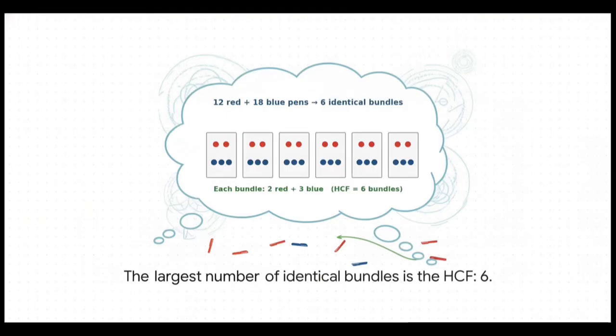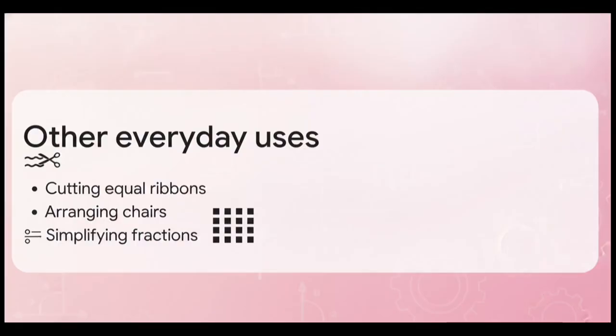This is where the aha moment happens. The largest number of identical bundles you can make is simply the HCF of 12 and 18, which we know is 6. Tangibly, that means we create exactly 6 identical bundles. If you take those 12 red pens and divide by 6 bundles, each gets 2 red pens. Take the 18 blue pens, divide by 6, each gets 3 blue pens. You end up with 6 perfectly identical bundles and 0 pens left over. Magic! And there are so many other everyday uses for this stuff.